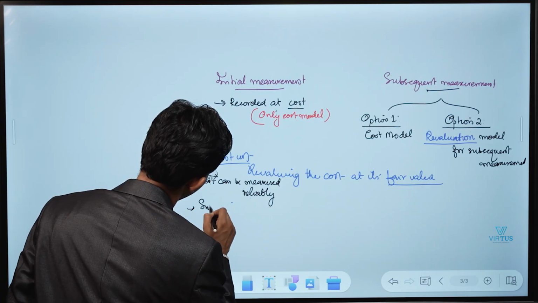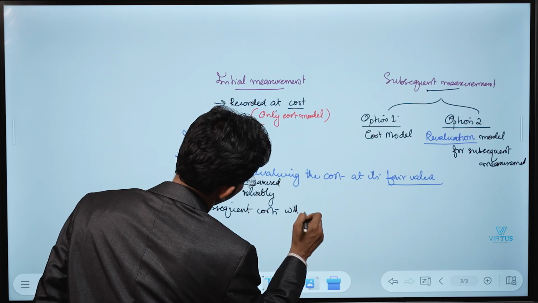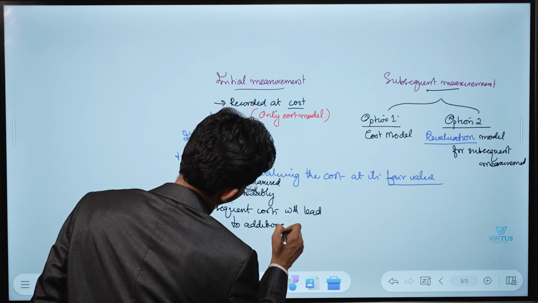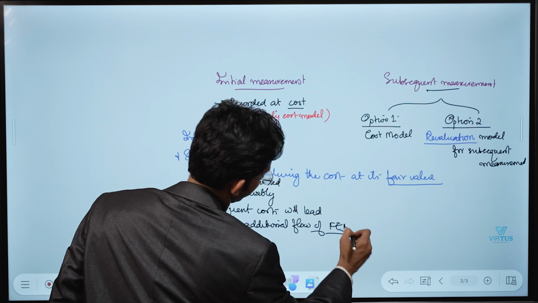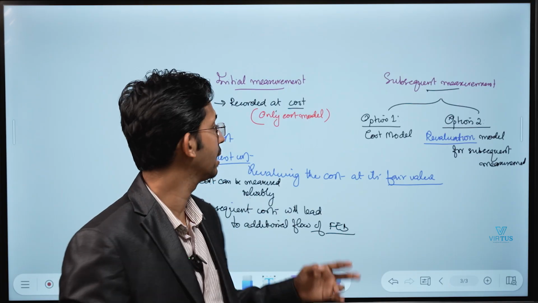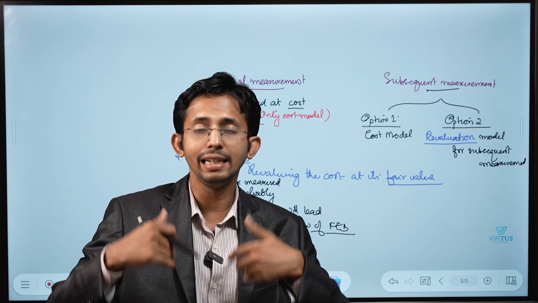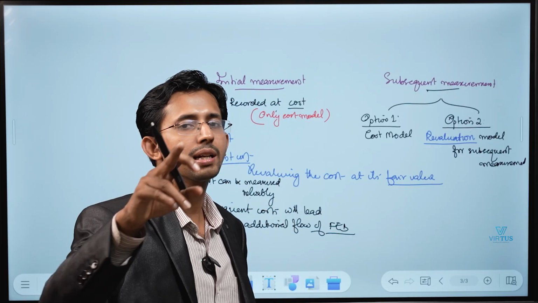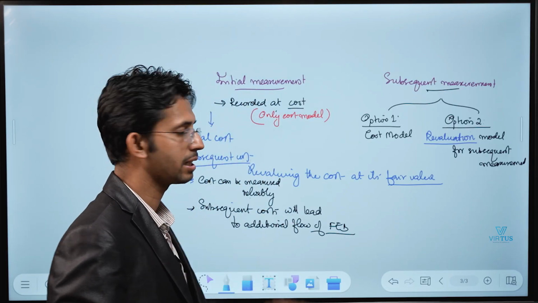So subsequent cost will lead to additional flow of future economic benefits. You already had some future economic benefits which you assessed when you made this initial cost recognition. Now from that, if you expect additional future economic benefits to flow to your entity because of the subsequent cost, then that can be recognized as property, plant and equipment. I hope that is clear to you. So this is on initial measurement.